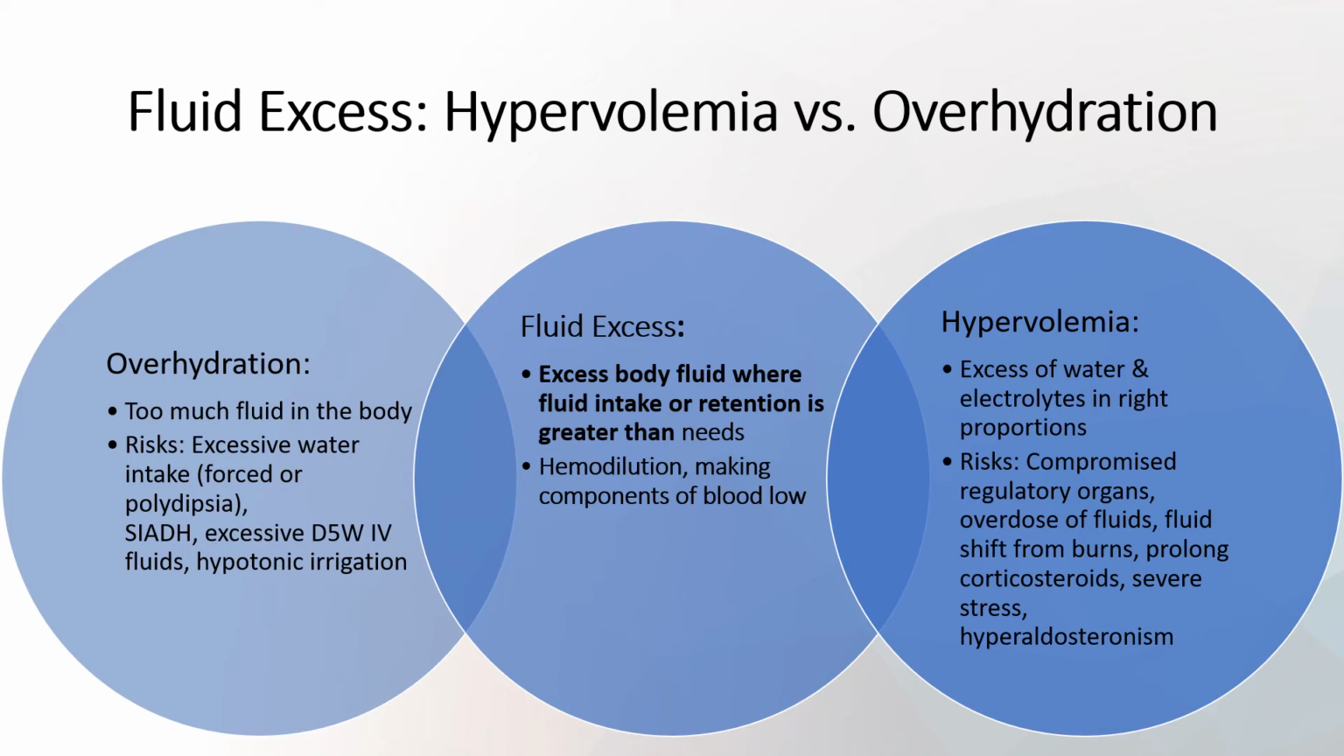But when we treat burns, which we'll talk about later, one of our treatments is to give them a bunch of IV fluids. It's important to give them the right kind of fluids, because the balance of the IV fluids, hypertonic, hypotonic, isotonic, which we'll talk about shortly, will help shift that water from one compartment to the other for our goal. So that is what can happen with burns. And then prolonged corticosteroids, severe stress, and hyperaldosteronism are also risk factors for hypervolemia.